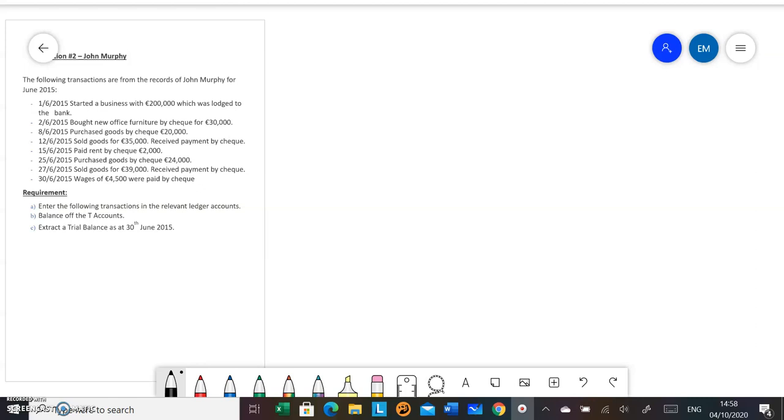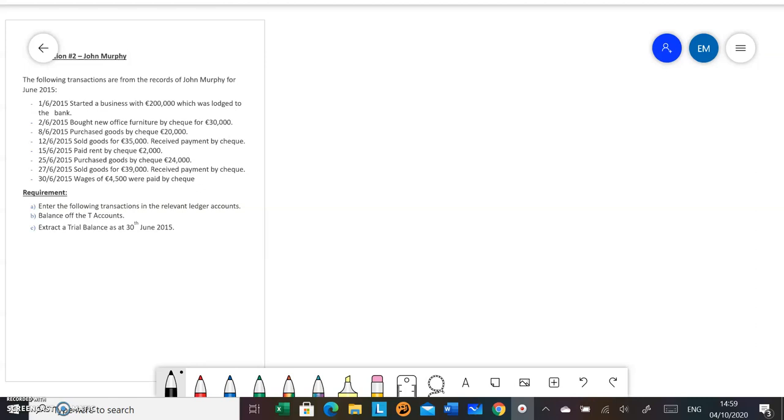Part A is to enter the transactions in the relevant ledger accounts, B is balance off the T accounts, and C is extract a trial balance as at the 30th of June 2015. This is exactly the same style of question as question number 1, which we previously looked at.